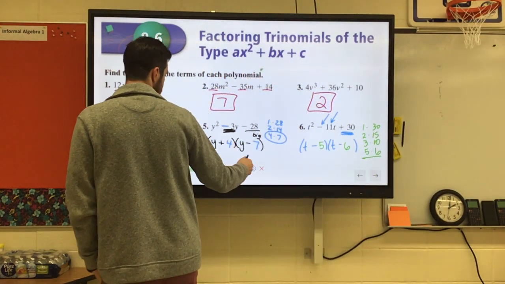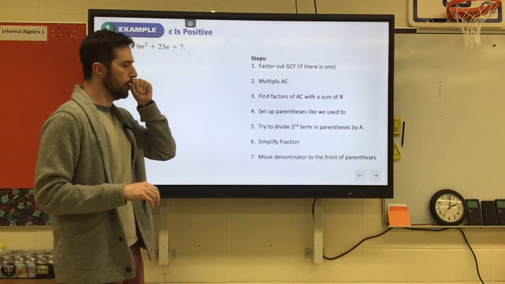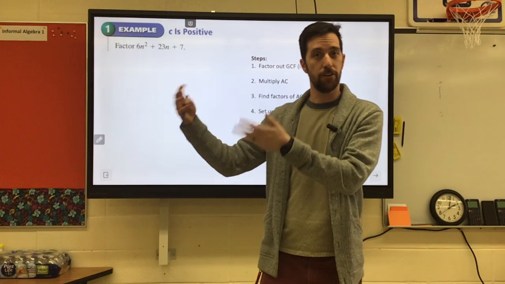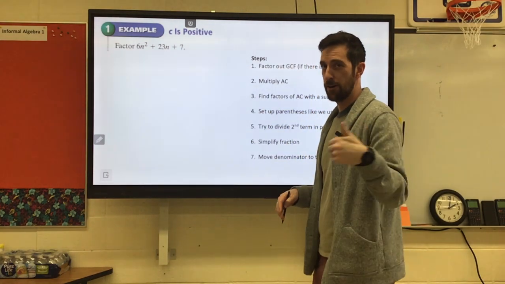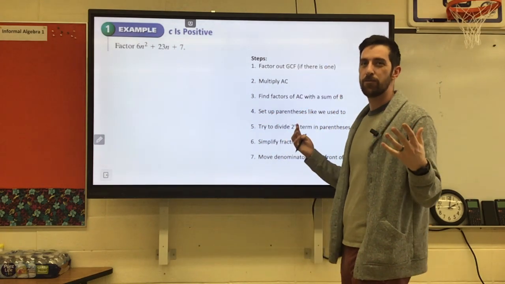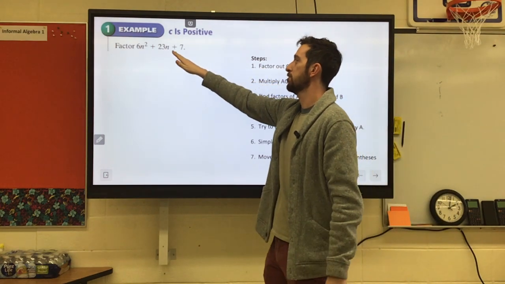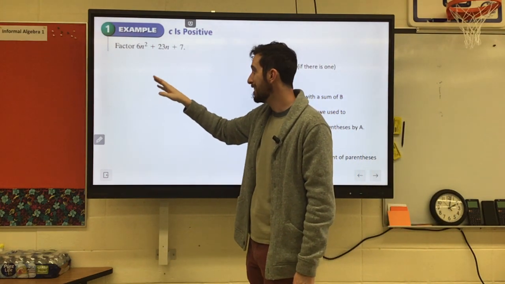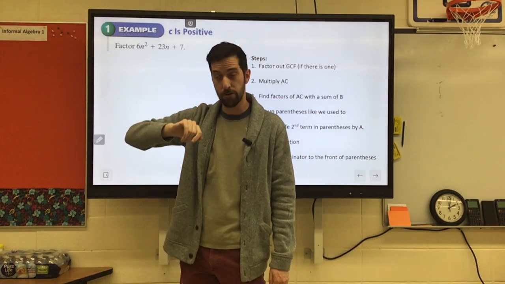There's kind of 2-ish new steps on it. So today, we're going to have numbers in front of the x squared, which we've never had before, after we took out a greatest common factor, which is still always your first step. You should always look for, is there a greatest common factor to take out? If you look at this example, 6, they all do not have an n, so is there any number that goes into 6, 23, and 7 except for 1? No, there's not.